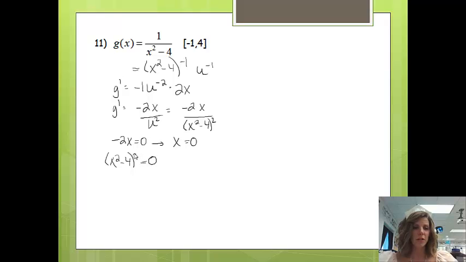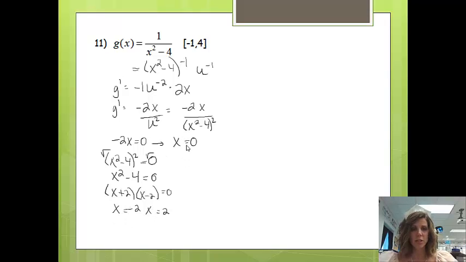First thing that I'm going to do is square root both sides to get rid of that square. So I'm really just having x squared minus 4 equals 0. And then I'm going to factor this into (x plus 2) times (x minus 2). And then my x values for this one would be -2 and 2. So I actually have 3 critical numbers: x equals 0, x equals -2, and x equals 2.